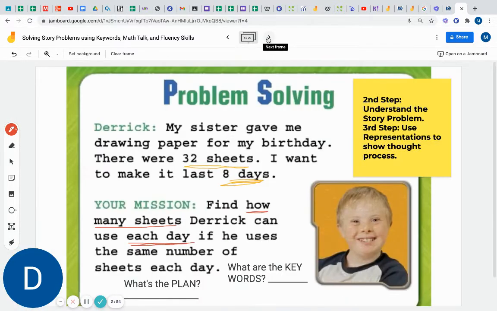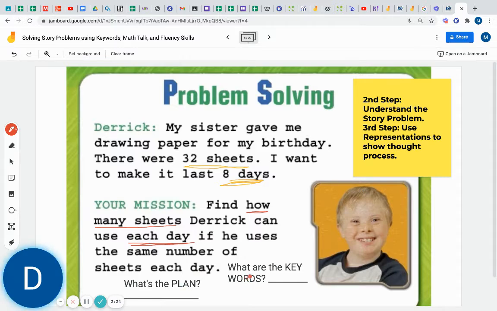So let's now take a look at a story problem, and our second step for today is understanding the story problem and then being able to use number representations to show our thought process. So here's a boy by the name of Derek, and the story problem reads, "My sister gave me drawing paper for my birthday. There were 32 sheets. I want to make it last for 8 days." So your mission, students, is to find how many sheets Derek can use each day if he uses the same number of sheets each day.